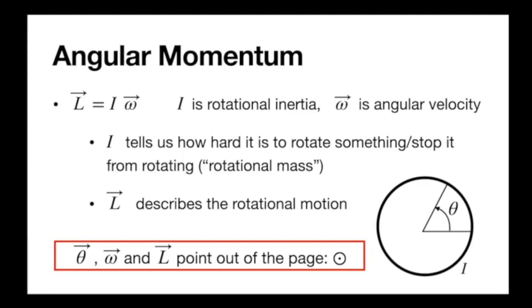So same little diagram I drew on the previous slide, except now I say this object has a moment of inertia I, doesn't matter what it is, but some moment of inertia. So now our delta theta is out of the page, our angular velocity omega is out of the page as well, and our angular momentum is just the angular velocity times I, so that's also out of the page. So delta theta, omega, and angular momentum L all point in the same direction.